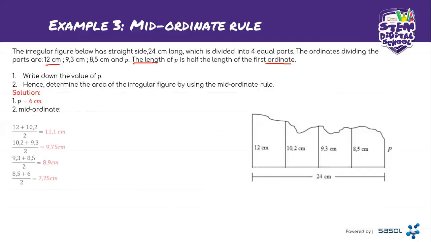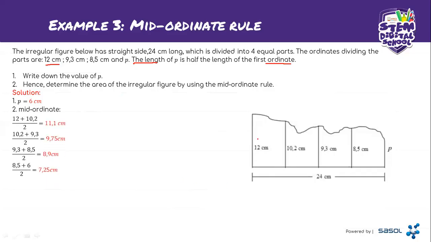First, we start with midordinates. Then you take the first ordinate there. The second one you divide with 2. Then you get 11.11 centimeter, 9.75 centimeter, 8.9 centimeter, and the last one is 7.25 centimeter. So after you have done determining the midordinates, you write your formula there.